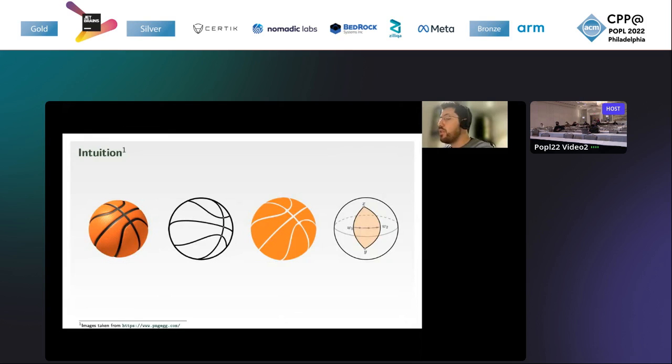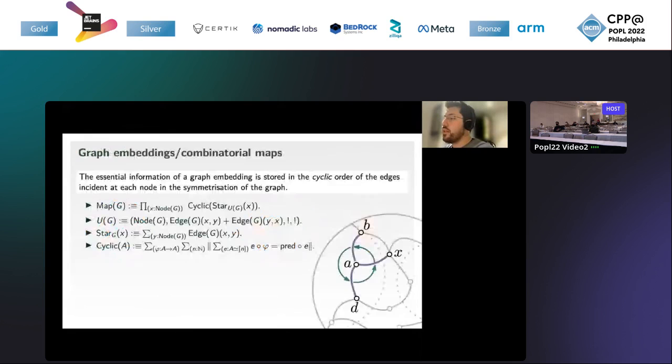In the paper, we use the combinatorial representation of a graph embedding. Let's give its type. There is a one-to-one correspondence between the combinatorial representation of a graph embedding and the topological definition. It turns out that the information that is needed to represent a graph embedding is only the cyclic order of the edges incident at each node.